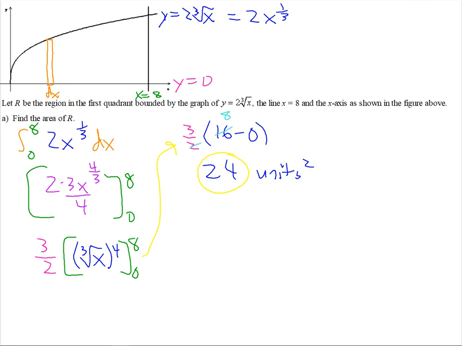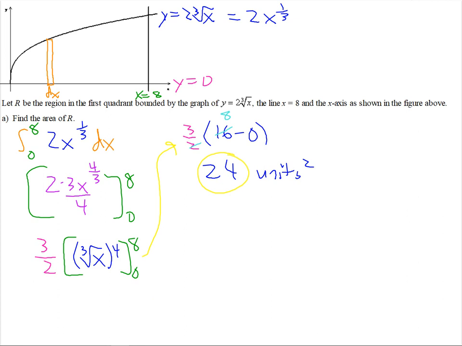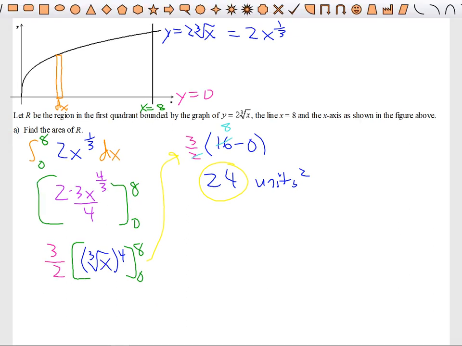Okay, then part B has something a little different. It says there's a vertical line x equals k, divides the region into two regions of equal area. So let's kind of guess where that might be. So look and see where you think the areas might be divided into two regions of equal area. And let's draw a dotted line about where we think that might be. So maybe I'm just going to guess about right there somewhere. And label that one x equals k.